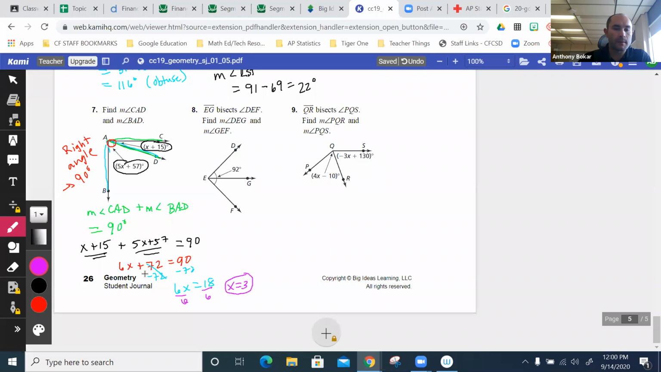So that's the missing number here, but they want to actually know what the angle measure is. So you have to substitute x back in. So this should be 3 plus 15, so 18 degrees for the first angle. And this is 5 times 3 plus 57. That's 15 plus 57. That is 72 degrees for that angle.